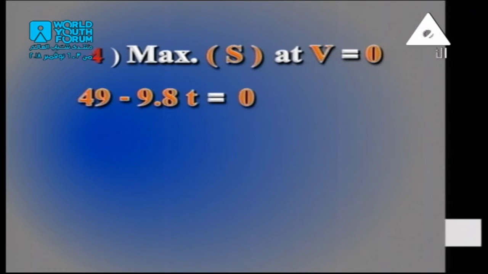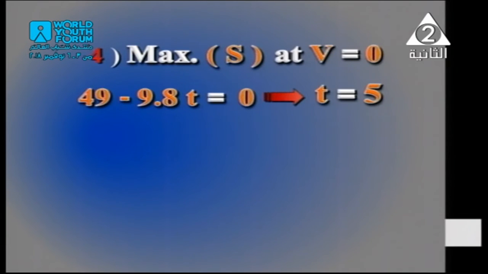Maximum distance when V equals 0. What do you mean? When a stone is projected upward to reach maximum distance, then the velocity equals 0. When a boy projects a stone upward to reach maximum distance, the final velocity equals 0. Velocity equals 49 minus 9.8t equals 0, then time equals what?